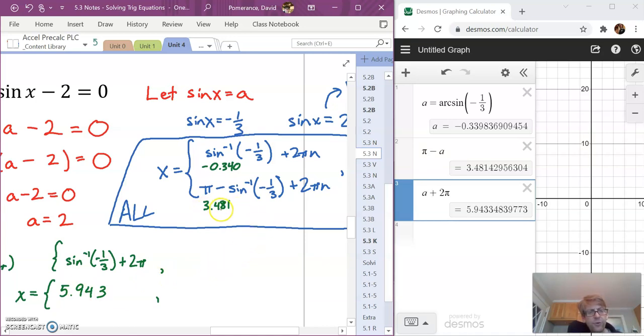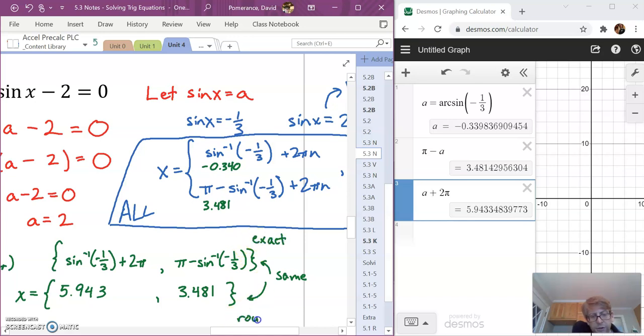And then the other one, 3.481, that one's all good. That one is between 0 and 6.28, so we're happy with that. How do I know there's not another one? Because if I add 2 pi, I'm going to be outside of the interval 0 to 2 pi. So where did that one come from? That one came from pi minus the inverse sine of negative 1/3. Again, both of these are the same. It's just that one of them is exact and the other one is rounded.